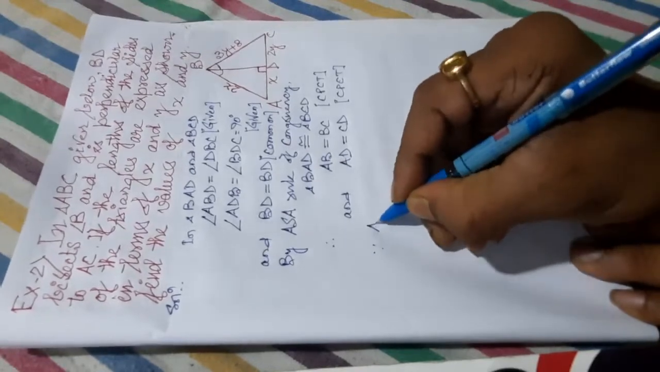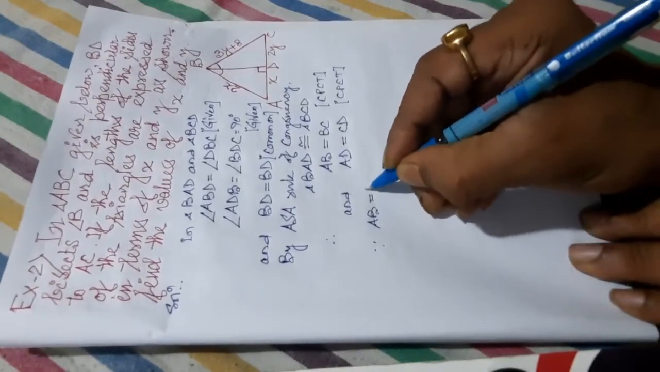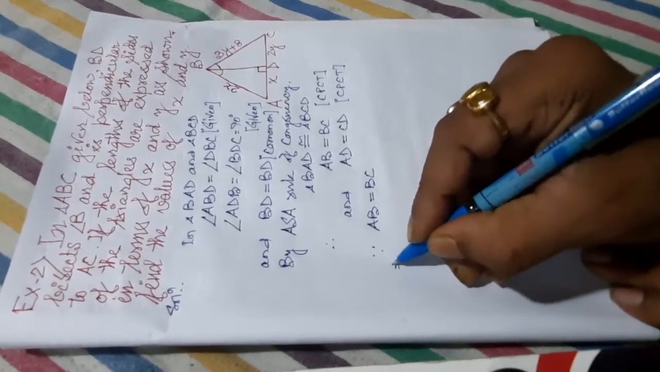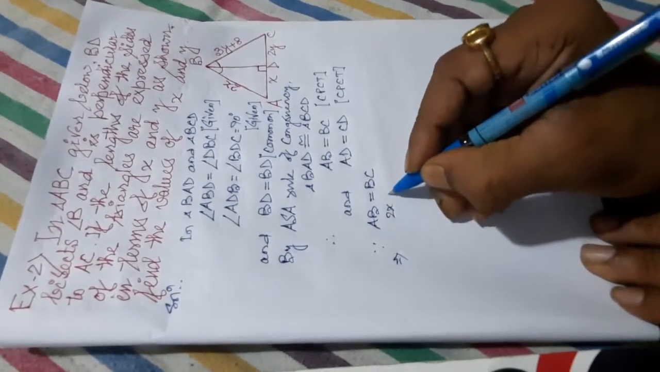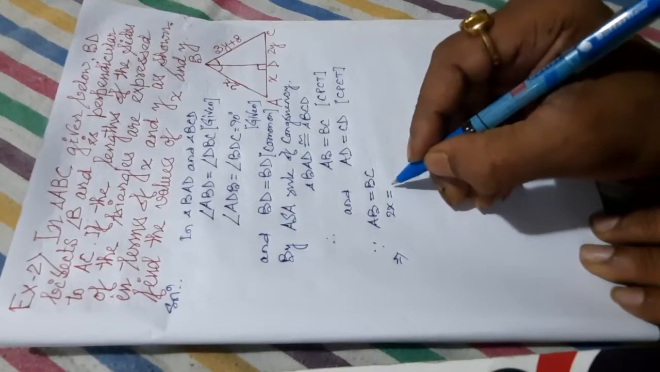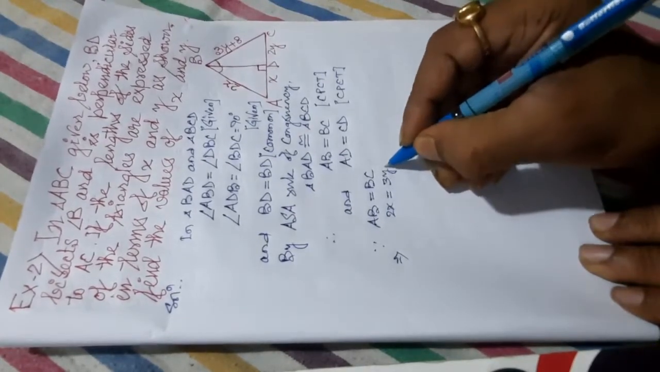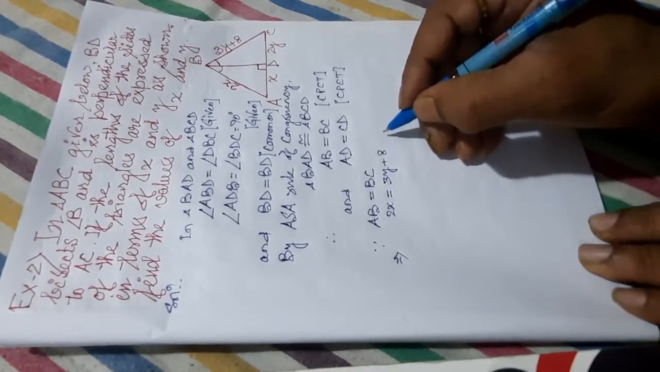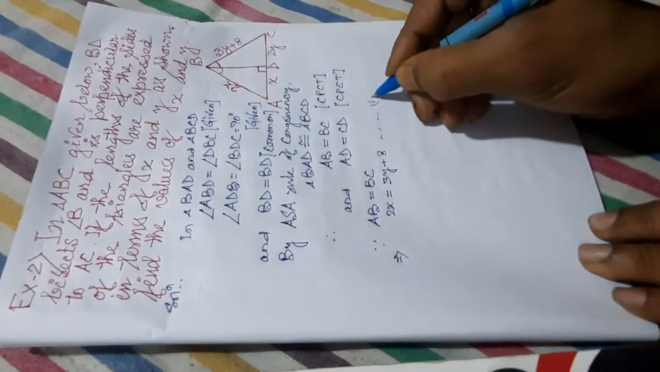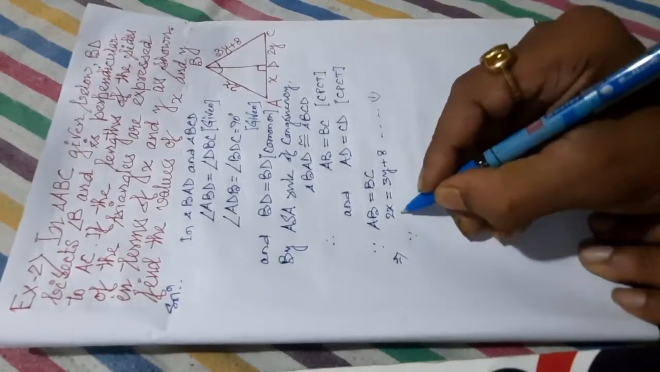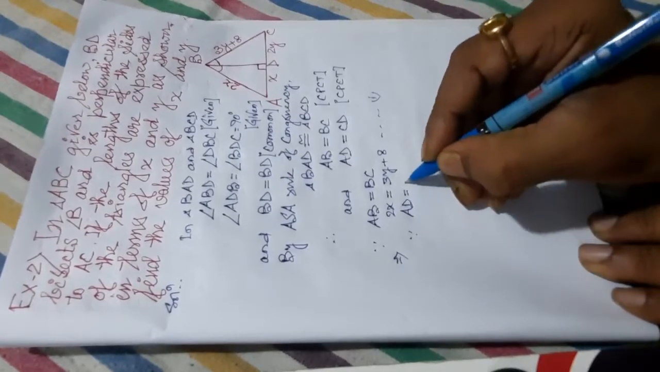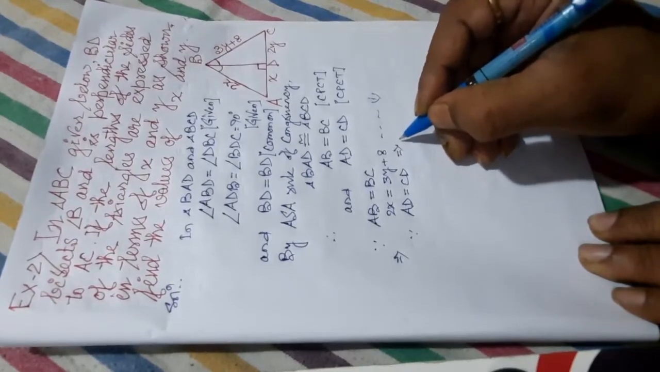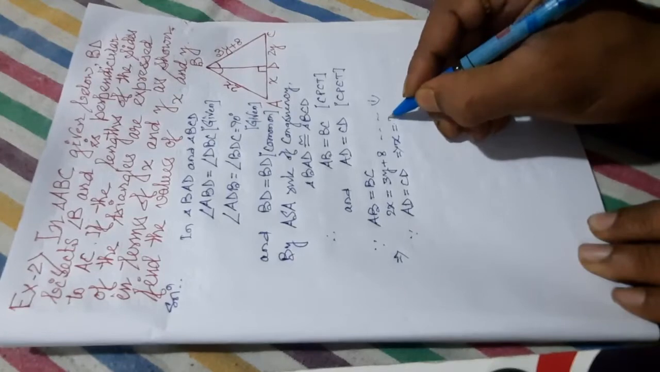Since AB is equal to BC, here AB is equal to 2x is equal to BC is equal to 3y plus 8. This is equation 1. Since AD is equal to CD, implies x is equal to 2y.